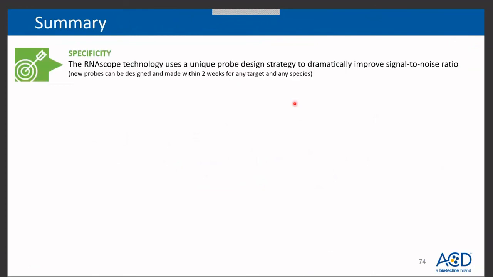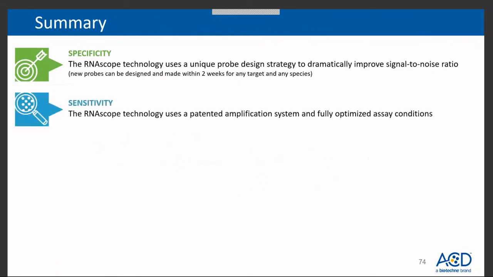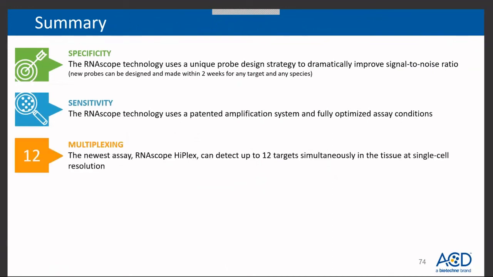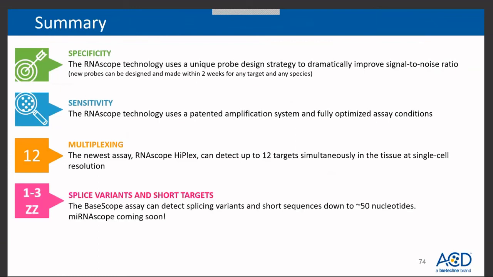So to summarize, RNAscope technology uses both a unique probe design strategy as well as the signal amplification to dramatically improve the signal-to-noise ratio over what you get with traditional in situ. And it's pretty easy to design a new probe if we don't have one in the catalog that meets your specifications. It's really sensitive thanks to that amplification system. You can multiplex. With the HiPlex assay, you're detecting up to 12 targets at the same time in one slide of tissue while maintaining single-cell resolution.